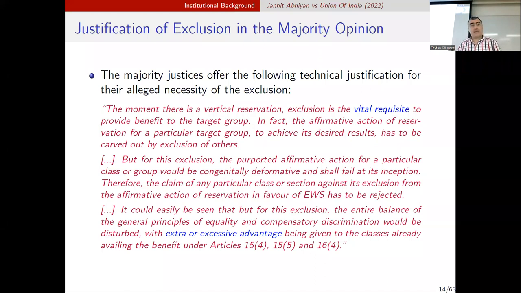When you have proofs and the author says it can be easily seen in the proof, it's usually wrong, right? Like, that's where you find most of the mistakes. Stuff that can be easily seen is often wrong, right? That's also the case here. It could be easily seen that, but for this exclusion, the entire balance of the general principles of equality and compensatory discrimination would be disturbed, with extra or excessive advantage being given to classes already availing the benefits under the earlier reservations. Okay.